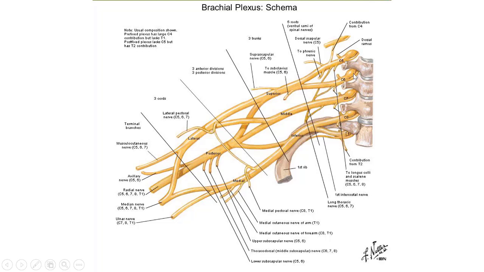Roots join each other like this. The roots of C5 and C6 join each other and make the upper trunk. C7 alone forms the middle trunk. C8 and T1 join each other and make the inferior trunk. So we have superior, middle, and inferior trunks. Superior is from C5 and C6 that join each other, middle is from C7 alone, and inferior is from C8 and T1 that join each other.